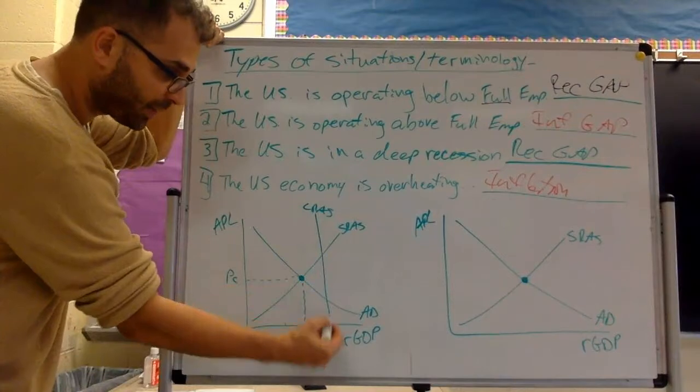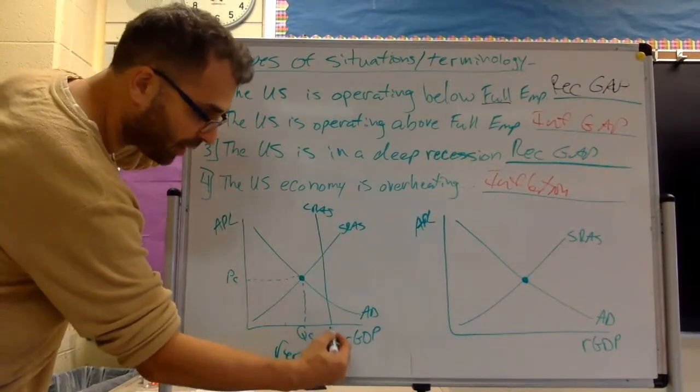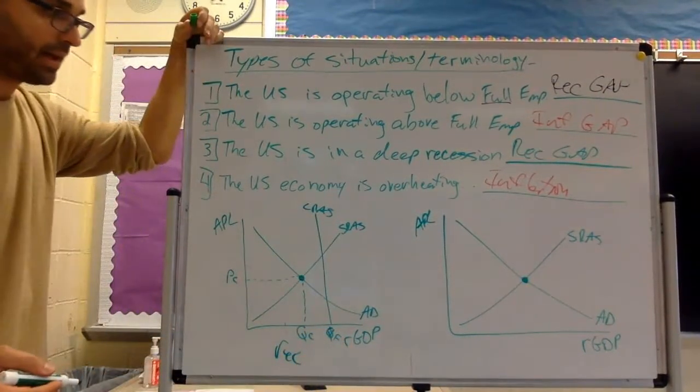Over here, what do I put? How do I label long run? Income or quantity at F. That doesn't change. Quantity at F.